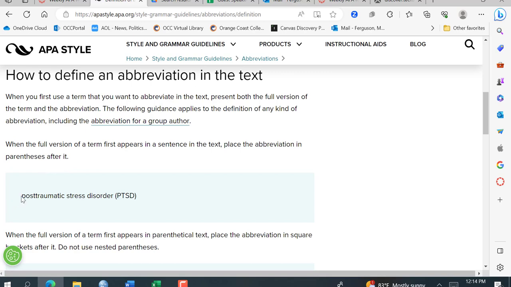So here is the term post-traumatic stress disorder. See how that is written out in the sentence. Perhaps you're saying research has found that individuals with post-traumatic stress disorder, and then you want to abbreviate that here in parentheses afterwards. And you're going to use this term now 3 more times in your writing. And then you would continue on with the sentence.